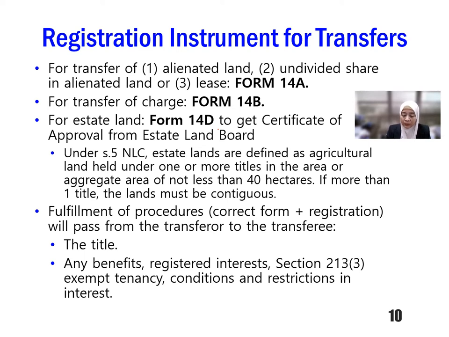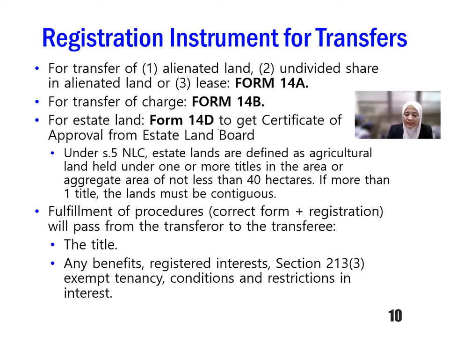Contiguous means that at least one of the boundaries must touch. At least one of the boundaries must touch. But sometimes we have estates whereby the lands are separated by a road. That's fine, because the situation is created over time. In some cases it's very normal, due to land acquisition that severed the land into two, causing a road now to run through the estate. So it's okay.